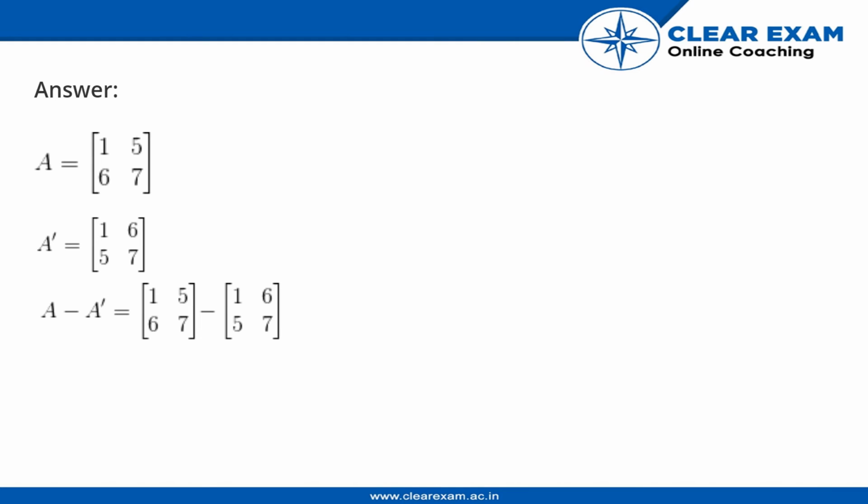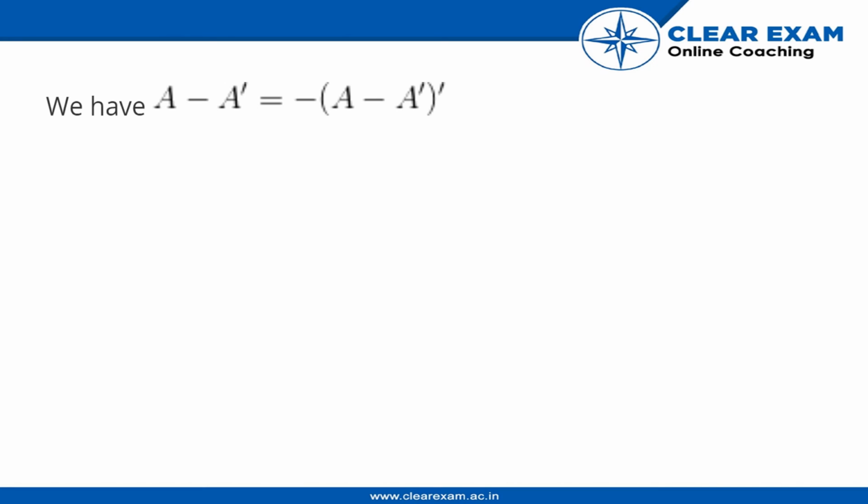That would be 1 minus 1 is 0. 5 minus 6 would be minus 1. 6 minus 5 would be 1. 7 minus 7 would be 0. That is, A minus A transpose would be [0, -1; 1, 0]. We have A minus A transpose is equal to minus (A minus A transpose) whole transpose. Hence, A minus A transpose is a skew symmetric matrix.